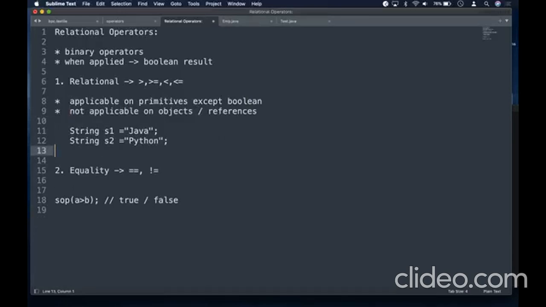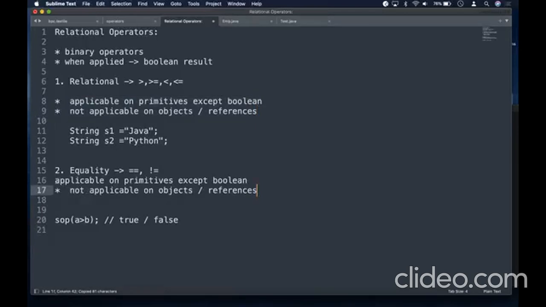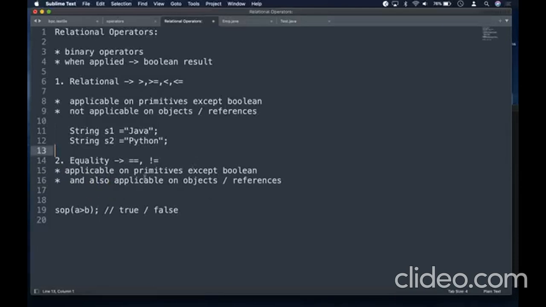Now, equality operators. These two are applicable on primitives except Boolean, and also applicable on objects or references. So the equal to and not equal to operators can be applied on objects and references also. For example, here I have these two strings, and now I can compare them with equal to.